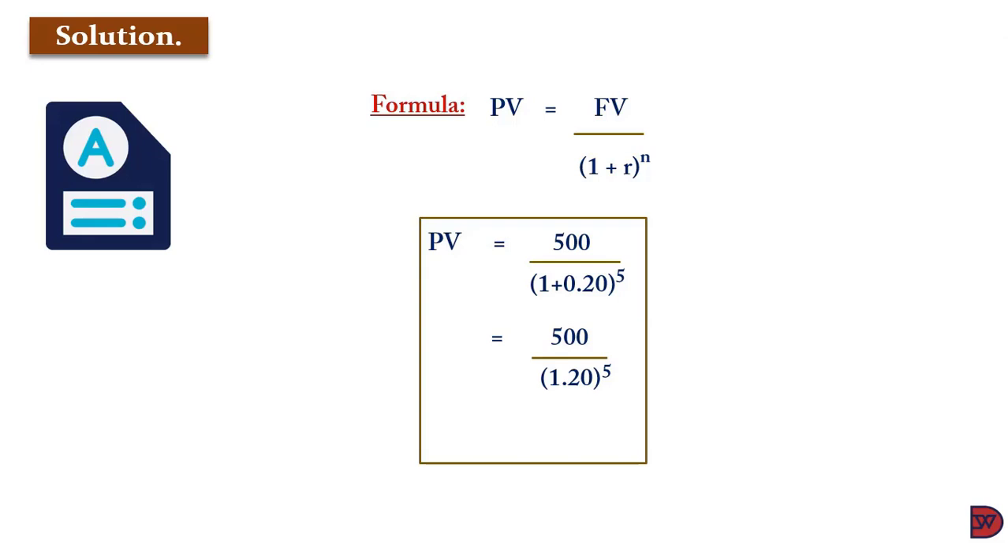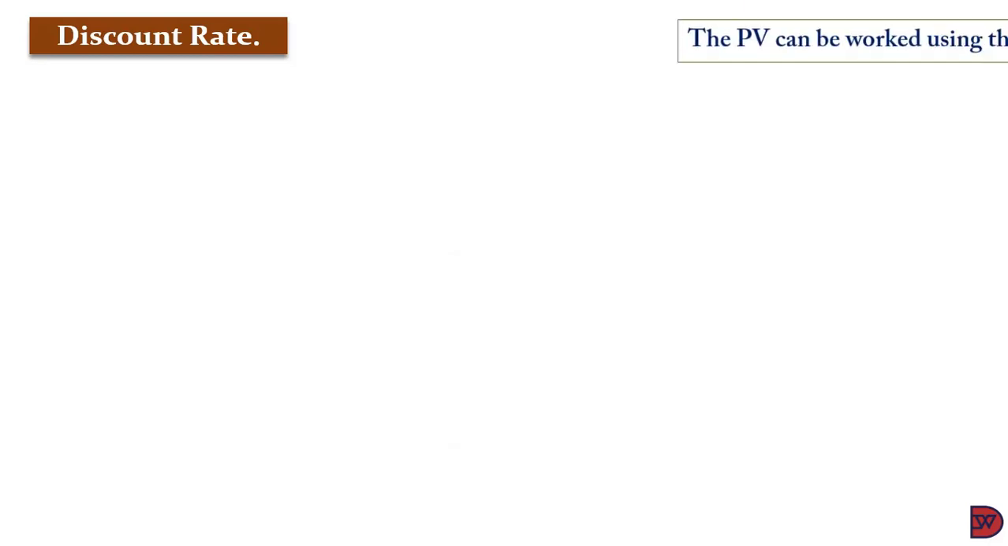It will give you 500 divided by 1.2 raised to the power 5, which is equivalent to $347.22. So $500 in 5 years' time is equivalent to $347.22 now. So if you want $500 in 5 years at 20% interest rate, you would have to invest $347.22. Let's look at a discount rate.